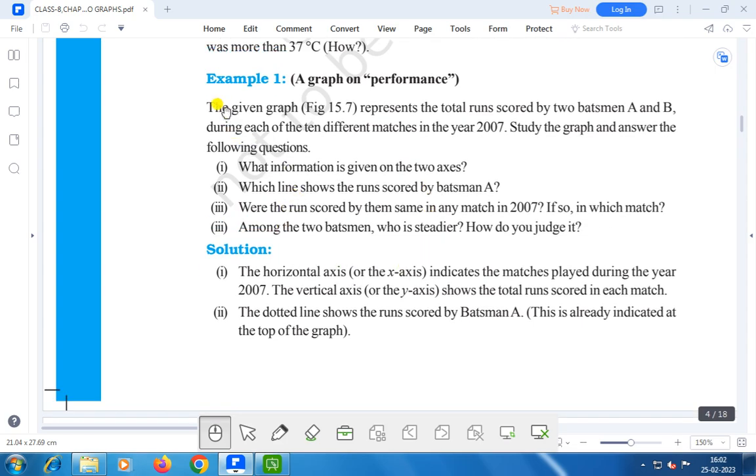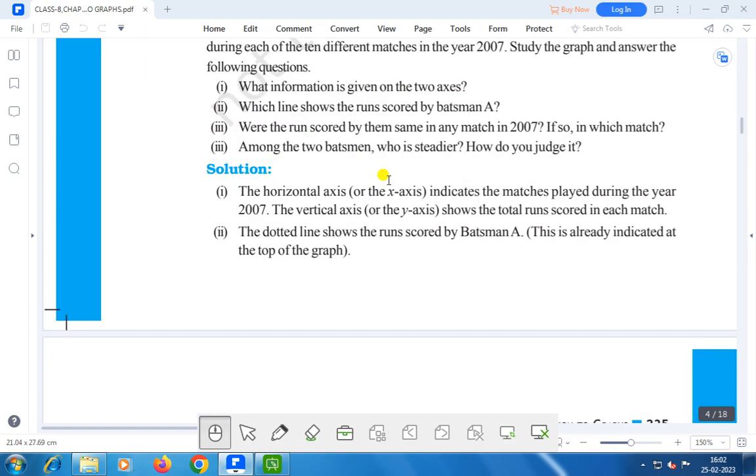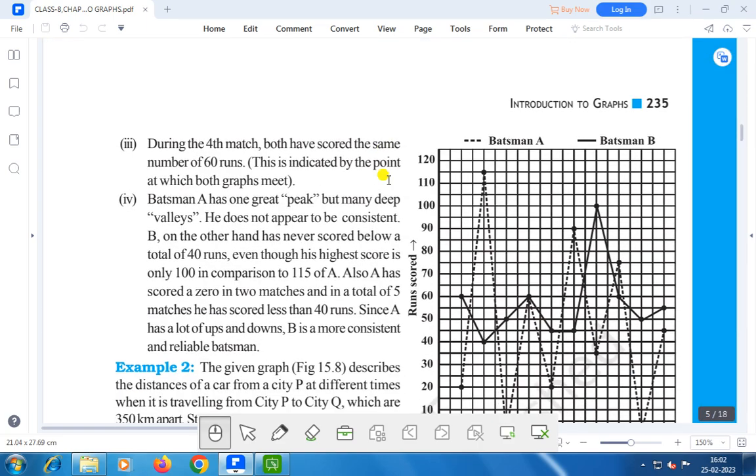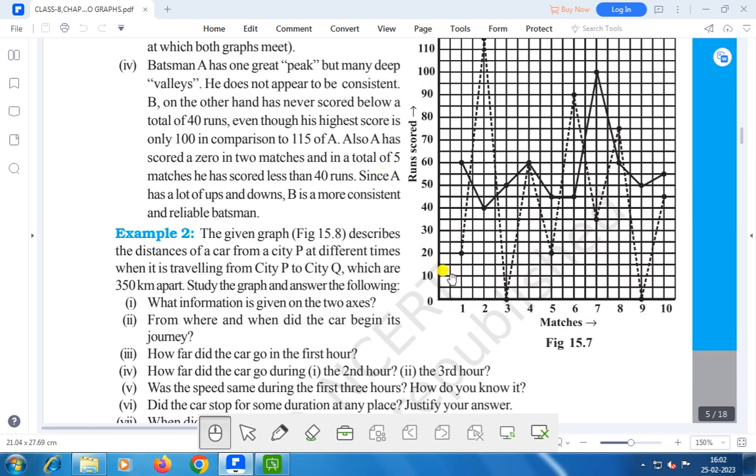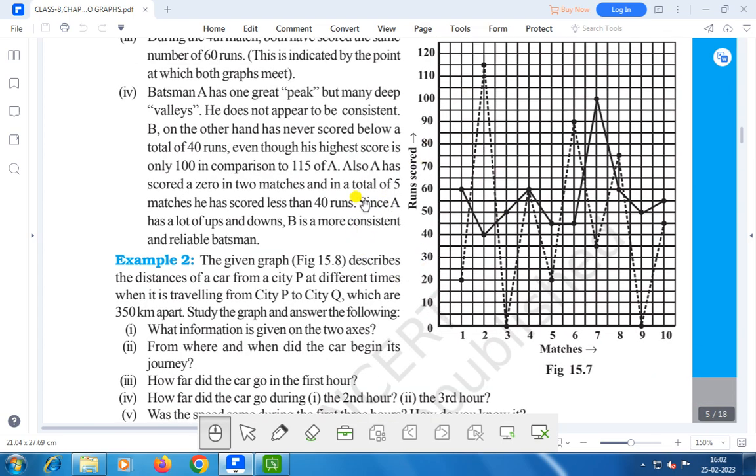A graph on performance. Here is an example. The given graph represents the total runs scored by two batsmen A and B during each of the 10 different matches in the year 2007. Study the graphs and answer the following questions. Here this is the graph, right?